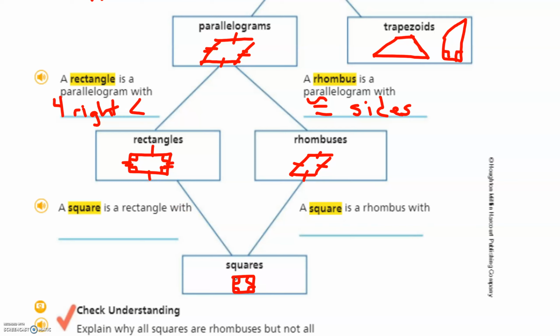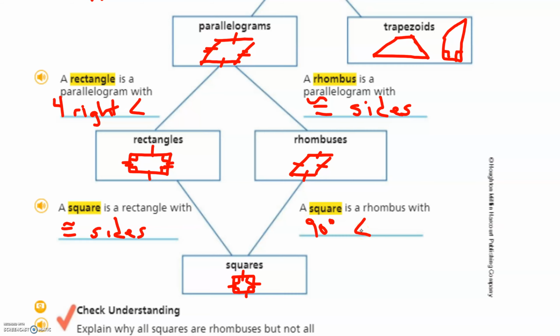It's different from this other shape in that all the sides are the same. So a square is a rectangle with congruent or equal sides. The sides are the same length. Over here, a square is also a rhombus. And it's different from this picture up here in that it has 90-degree angles. So right angles are 90-degree angles.